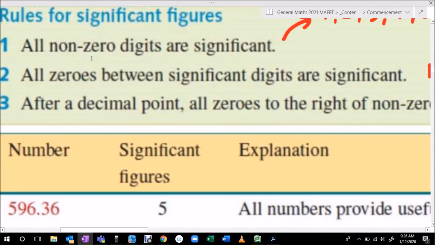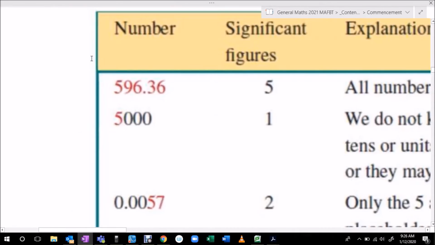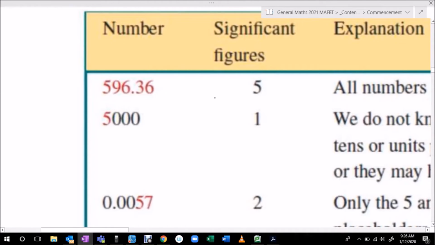Let's look at this number here. How many significant figures are there? 5, obviously, because there's 1, 2, 3, 4, 5. 5 important numbers. 5,000: there's only one significant, because those zeros are not in between any other numbers, so they're just at the end.